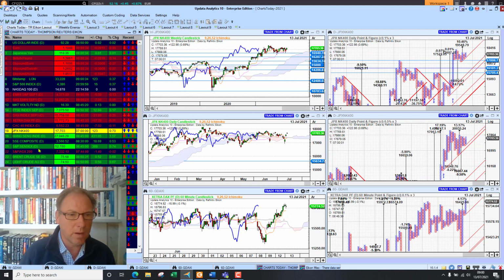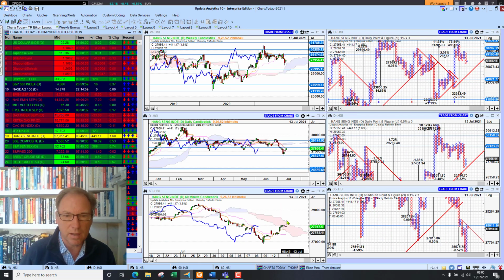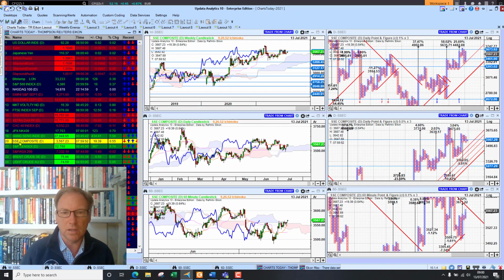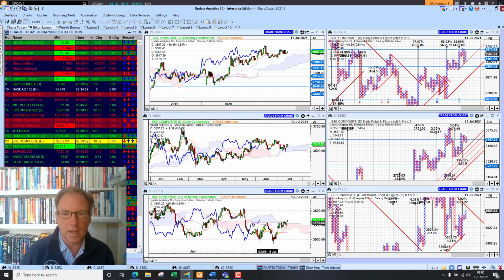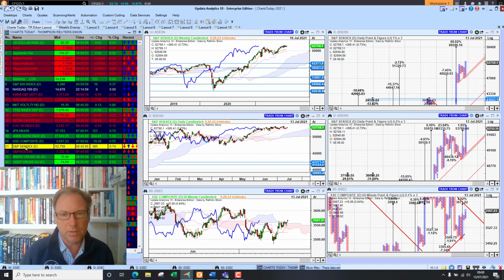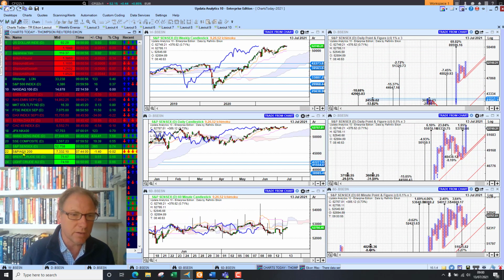Looking at Tokyo, we're up 0.7% there. The Hang Seng pushing higher, up 1.5%, and the Shanghai Composite looking stronger as well, holding on to that medium-term bull trend and looking like breaking back into the short-term bullish mode. The Sensex in India up 0.75%, so looking stronger there, and the Aussie market down very slightly.